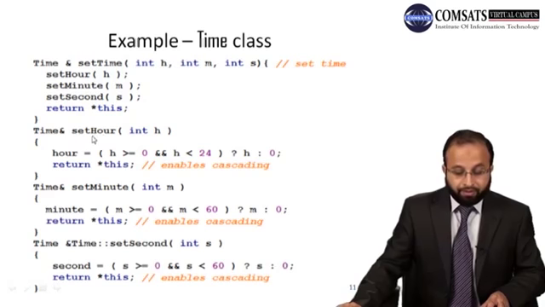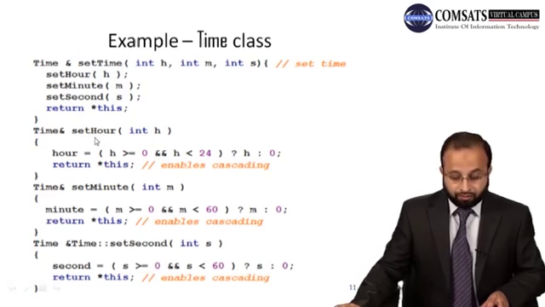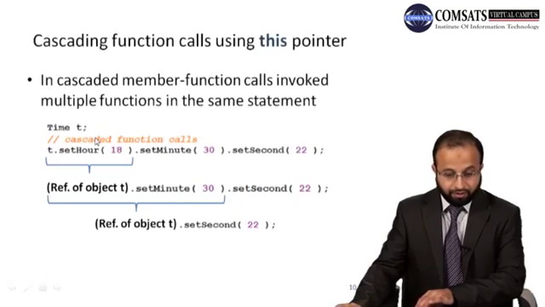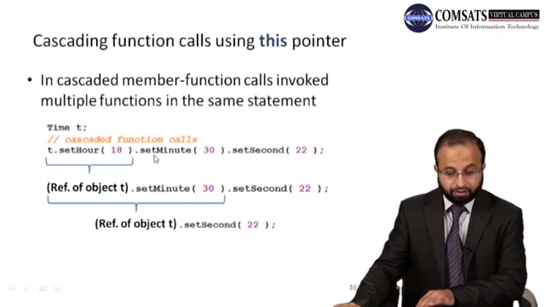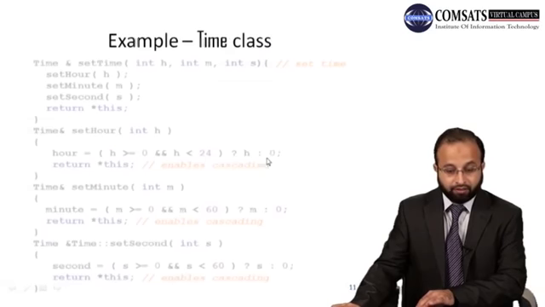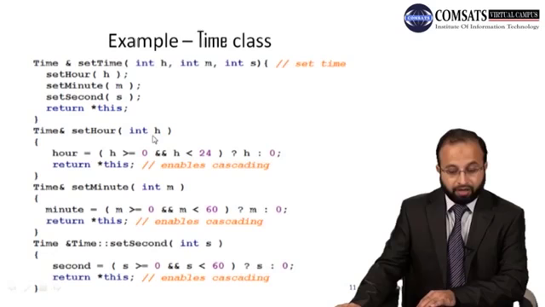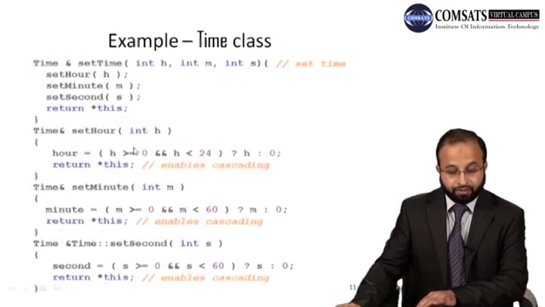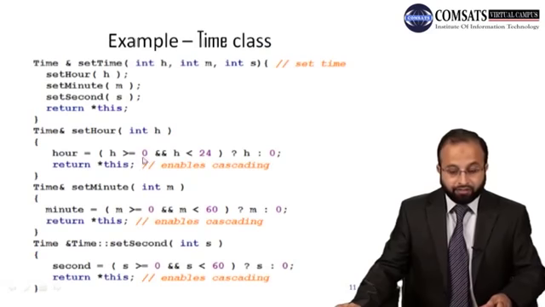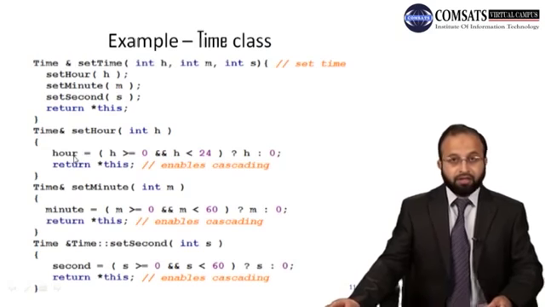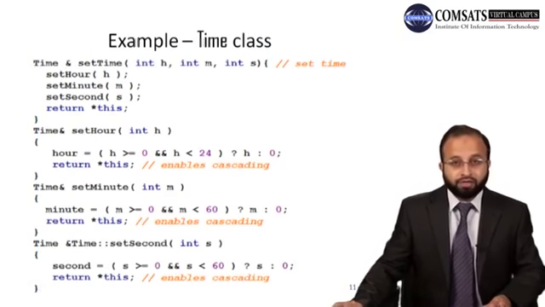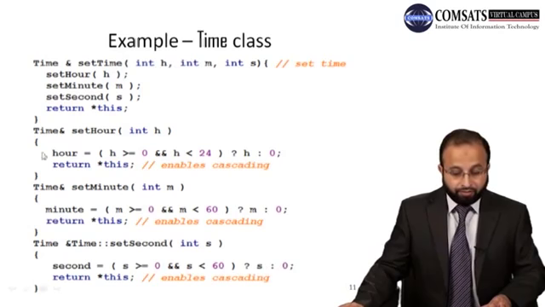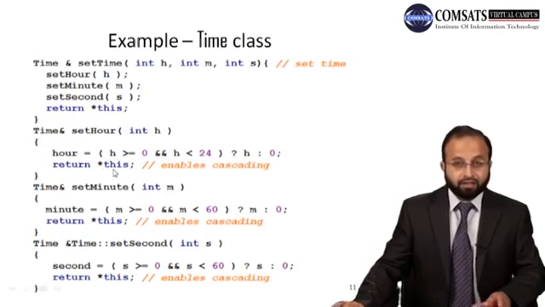right? So what happens when the set hour function is called? If you remember this function call here, set hour dot set minute dot set second, what happened over here is you pass some value, that is 18, to that function. Now check this value: if that value lies within the range, yes it is, it assigns this value to the hours. Hour is the private data member of the invoking object, that is T. Now what does it return? It returns static this.